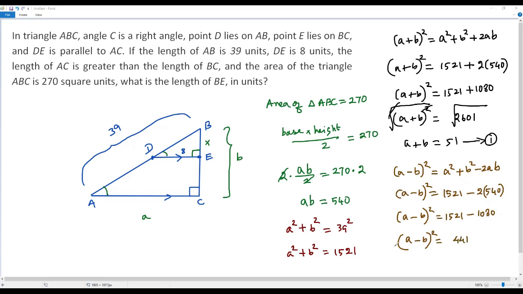Now to get rid of the exponent 2, we have to take the square root on both sides. Okay, when I take the square root on both sides, the square root on the left side and the square over here will cancel out. I am getting a minus b.